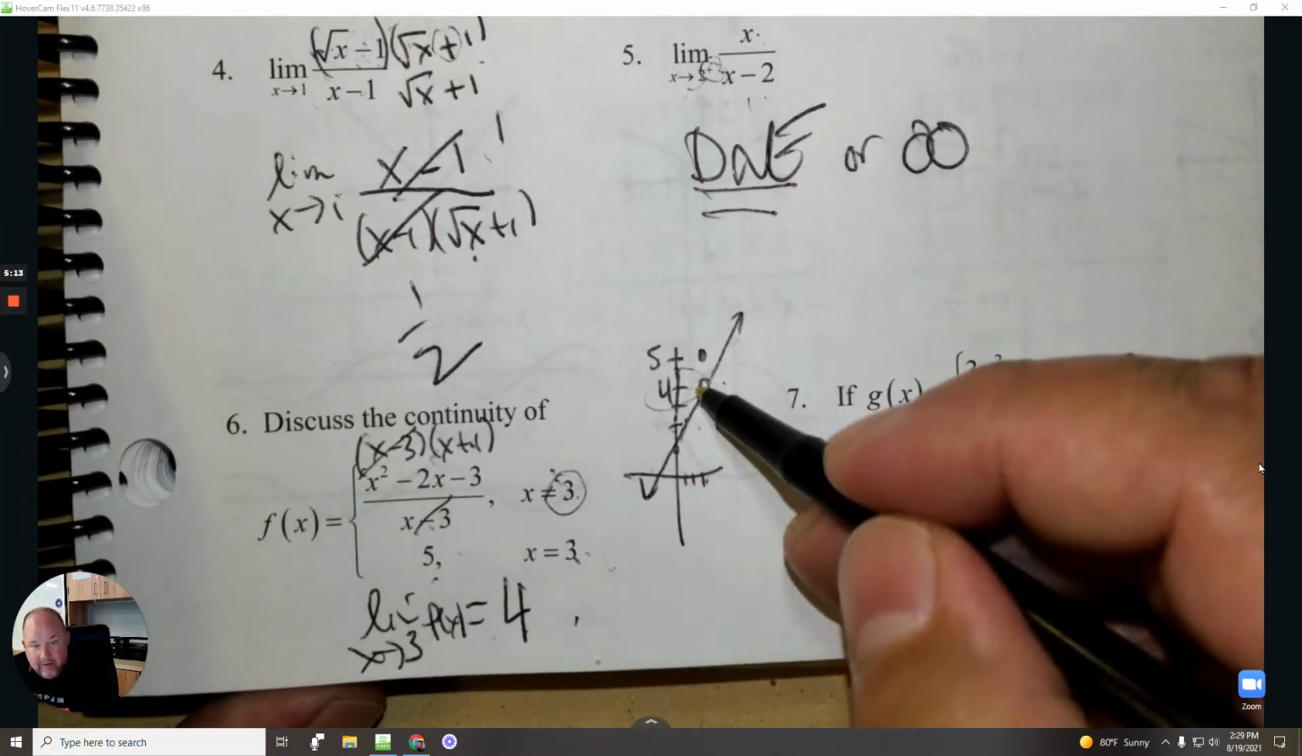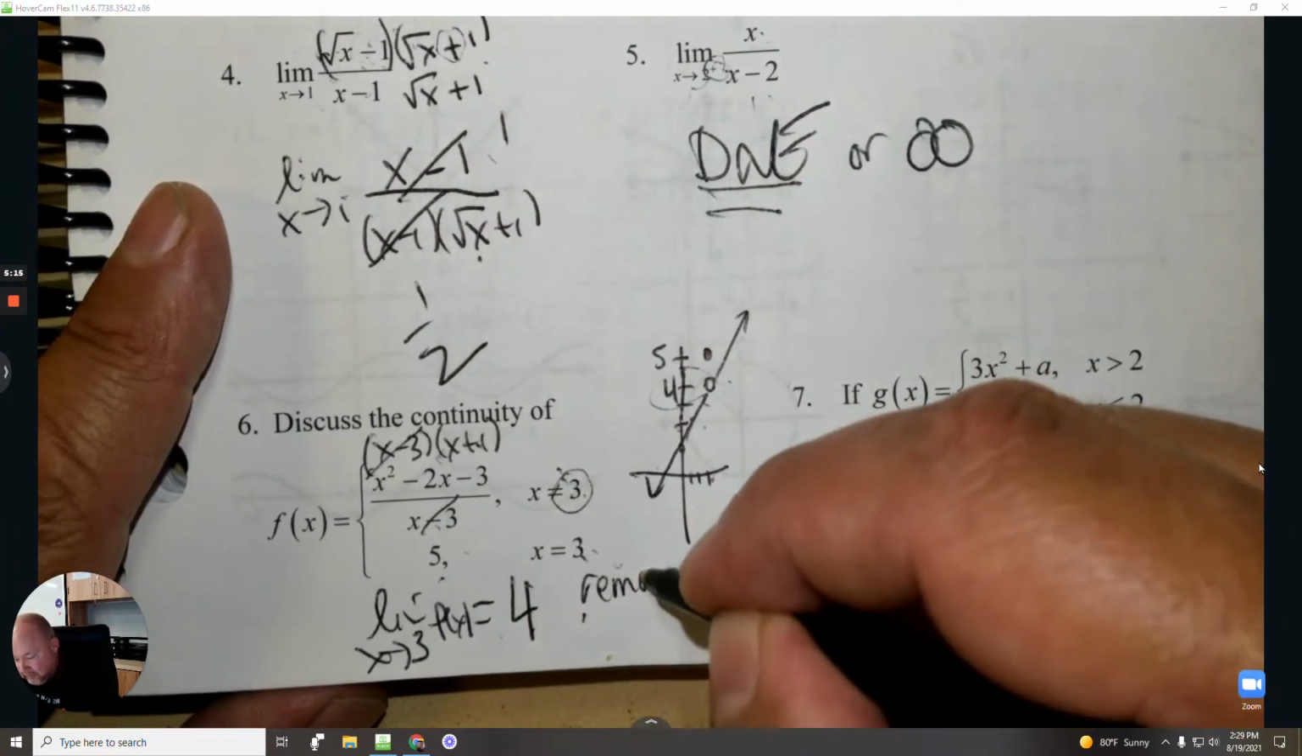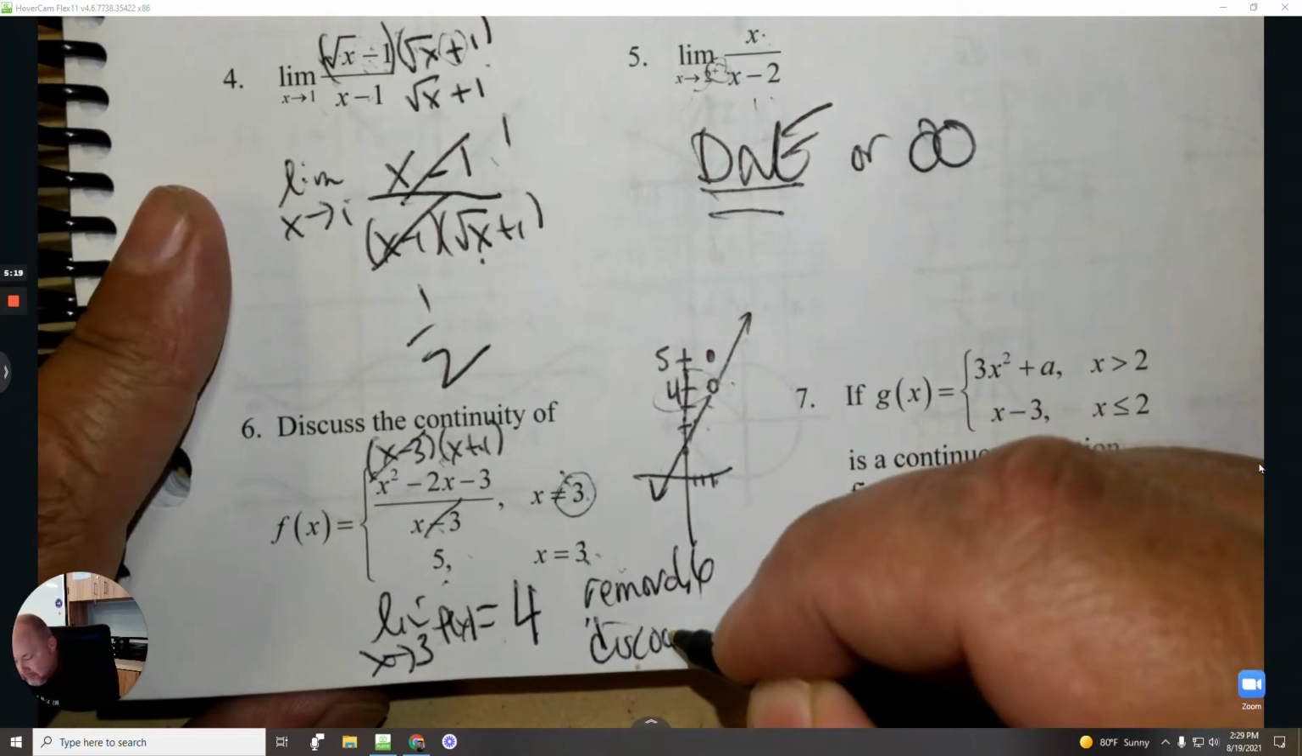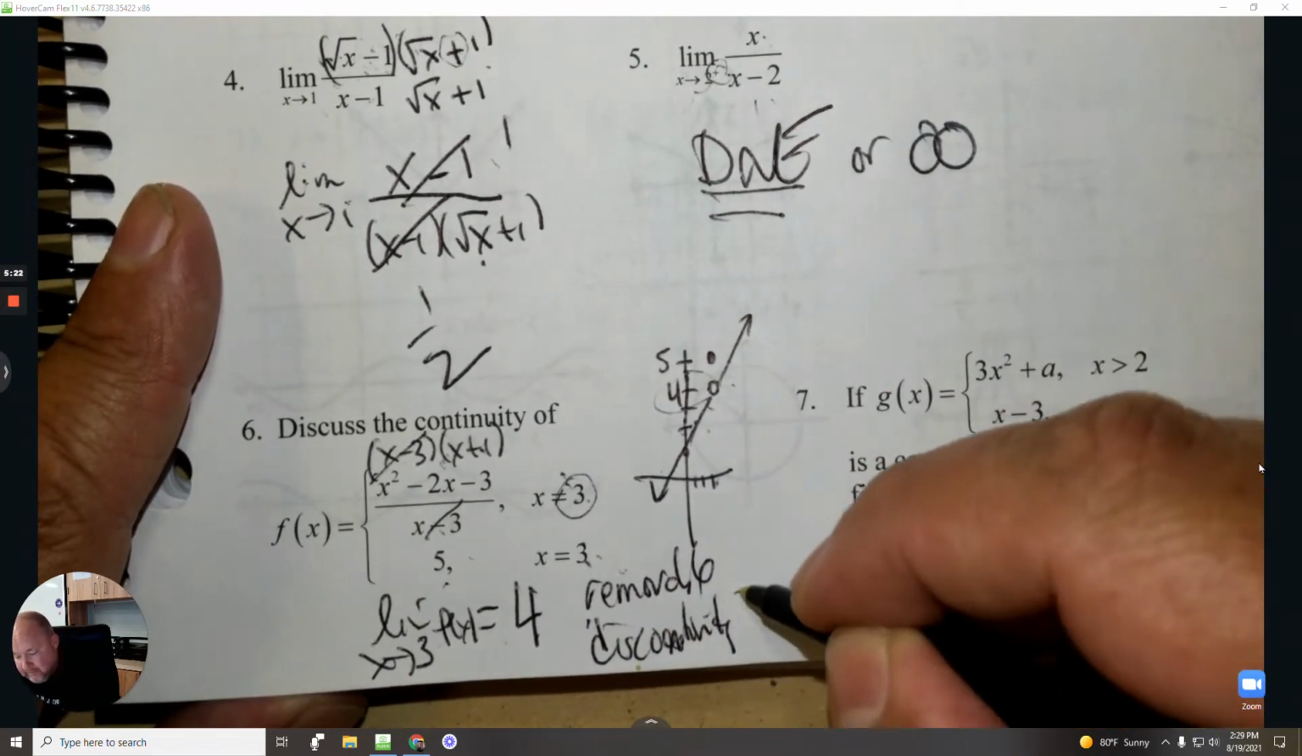But you can see it's not continuous. It's a removable discontinuity. Why is it removable? Because the limit exists.